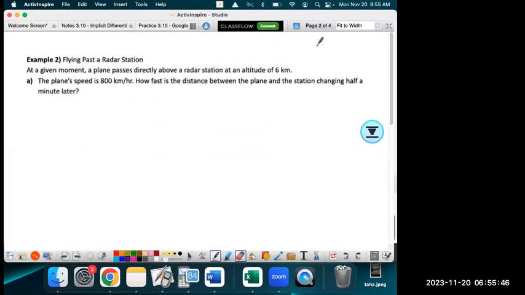All right, example 2. At a given moment, a plane passes directly above a radar station at an altitude of 6 kilometers. Go ahead and draw the radar station. Go ahead and draw the plane when it's directly above, and then maybe a little while later to show the movement.